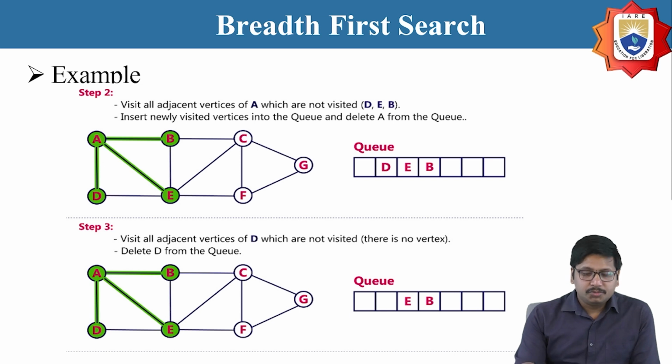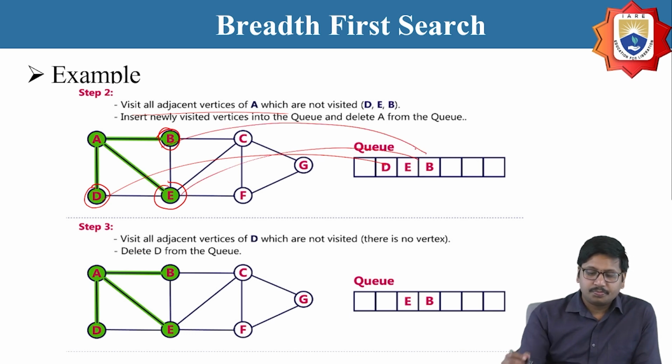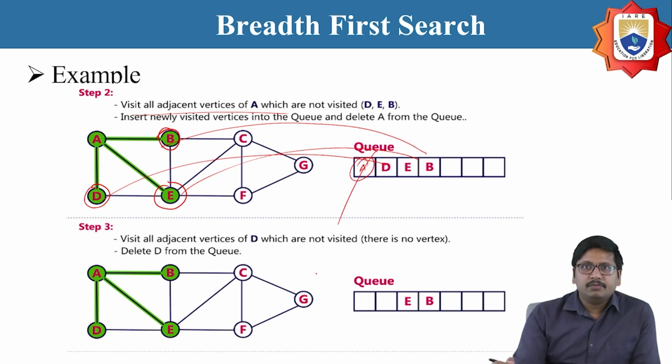Then in the second step, we have to visit all the adjacent vertices of A which are not visited. So what are the adjacent vertices of A? That should be D, E and B. So those are going to be pushed onto the queue. And we have to delete the vertex from the front of the queue.